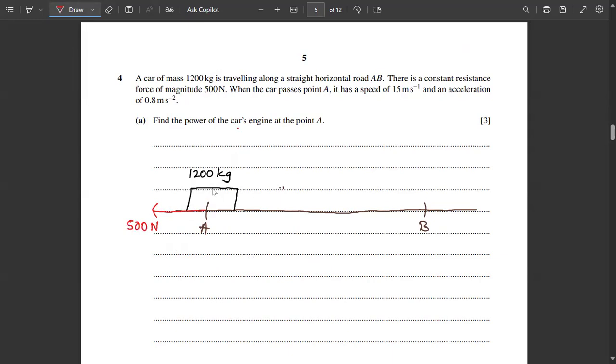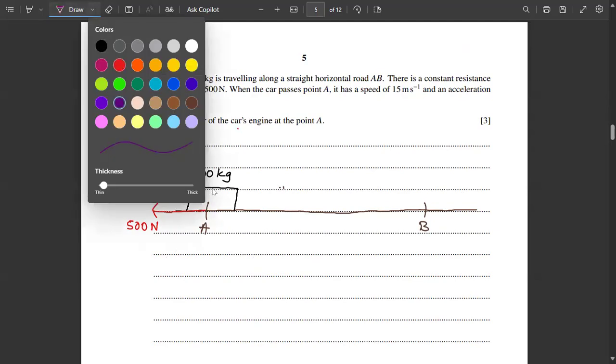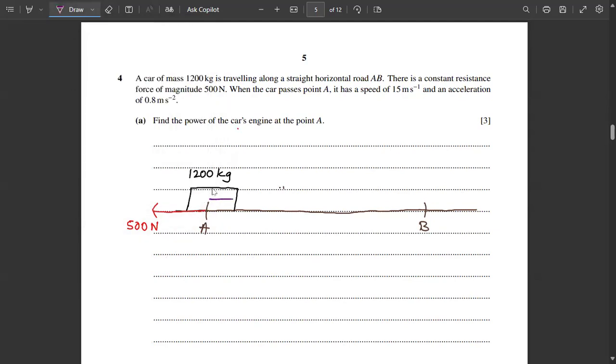When the car passes point A, it has a speed of 15 meters per second. That means the speed will be 15 meters per second. And the acceleration is 0.8 meters per second squared. Find the power of the car's engine at point A.